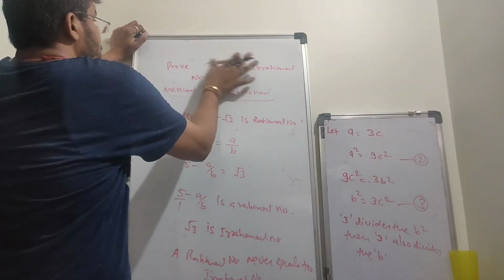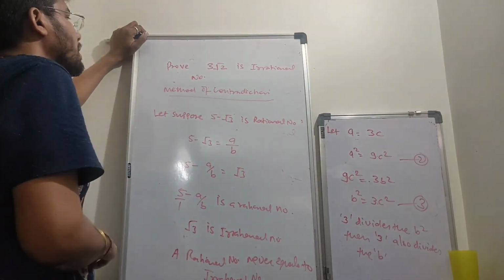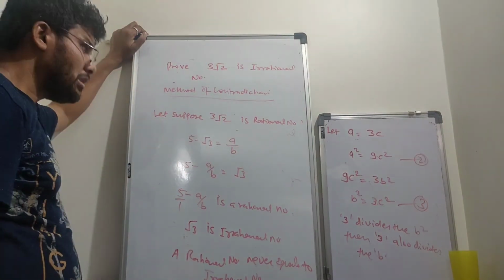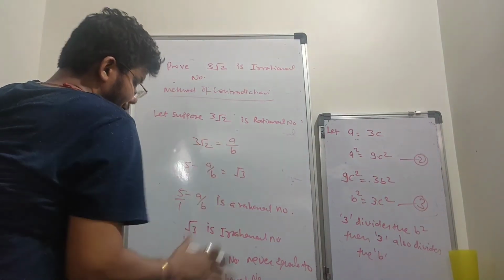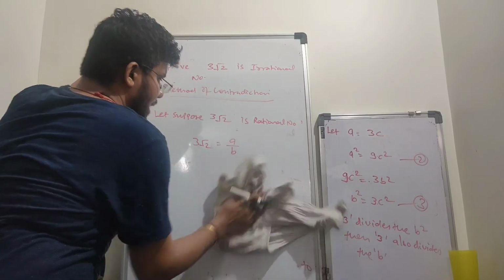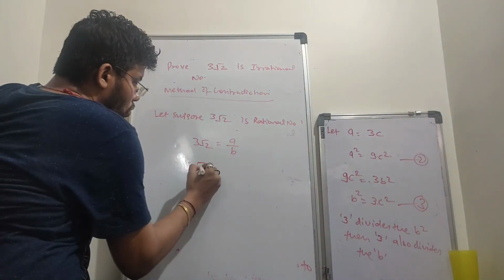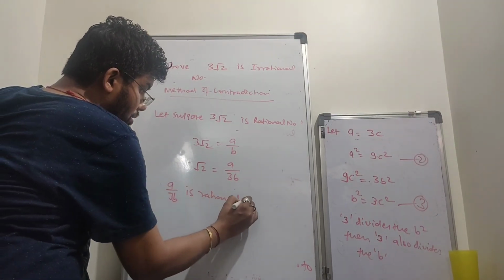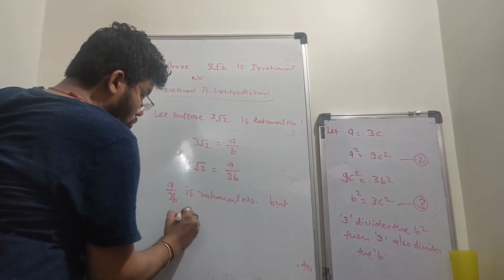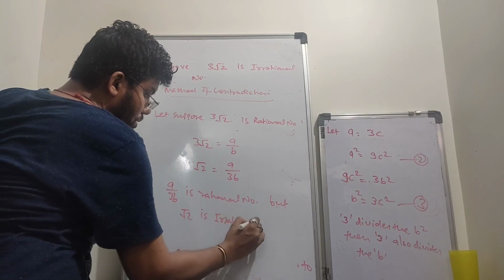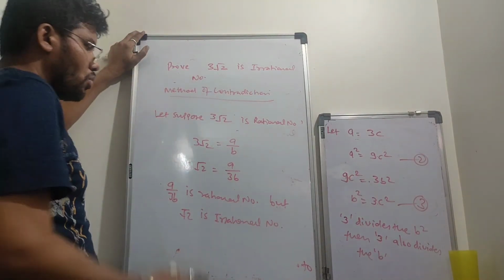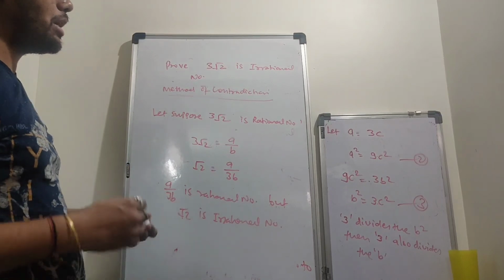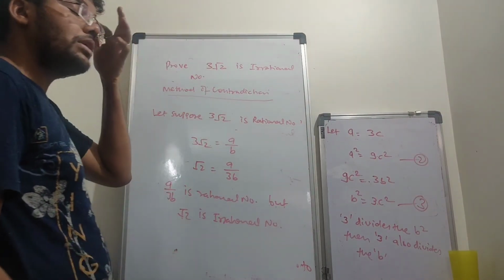Question: prove 3 root 2 is irrational. Again we say, let's suppose that 3 root 2 is a rational number. So 3 root 2 can be expressed as a by b. So now root 2 is equal to a by 3b. Now a by 3b is a rational number, but root 2 is an irrational number, that we already proved in question 1. So one rational number is not equal to an irrational number. So by method of contradiction we prove that 3 root 2 is an irrational number.